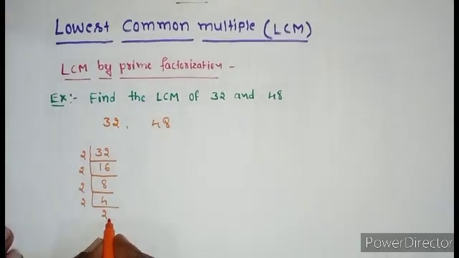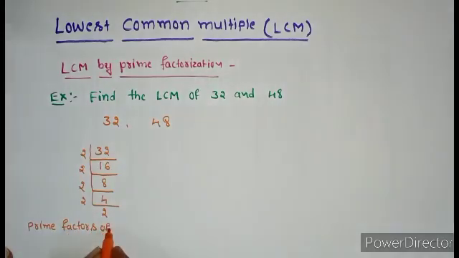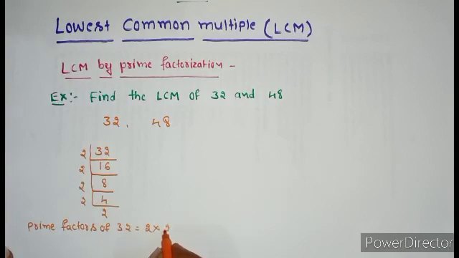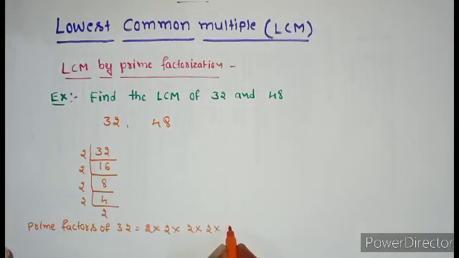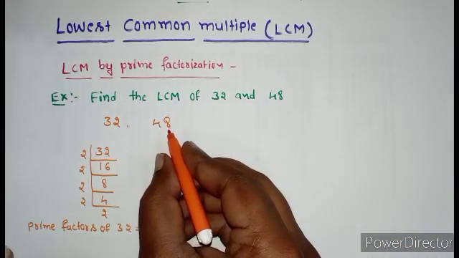The prime factors of 32 are 2 into 2 into 2 into 2 into 2. Okay, and next we need to find the prime factors for 48.